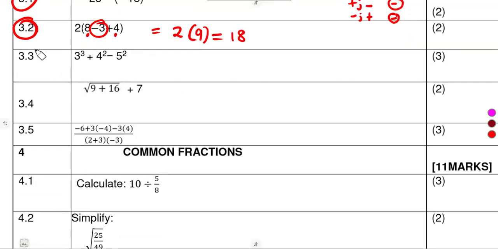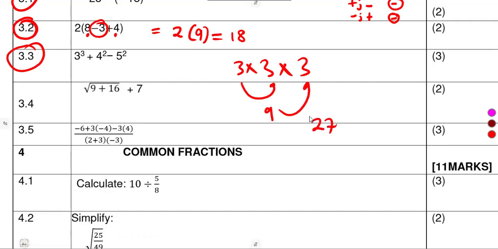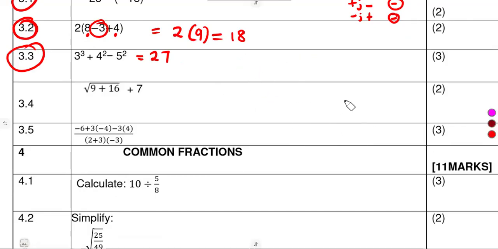Another part that we are given, 3.3, that's 3 to the exponent of 3. 3 is multiplying itself, 3 times 3 times 3. So 3 times 3 is 9. 9 times 3 is 27. So this is going to give us 27, or you can use your calculator to simplify that. All right, plus 4 squared. 4 squared means 4 times 4, which is 16. Minus 5 squared. 5 times 5, which is 25.